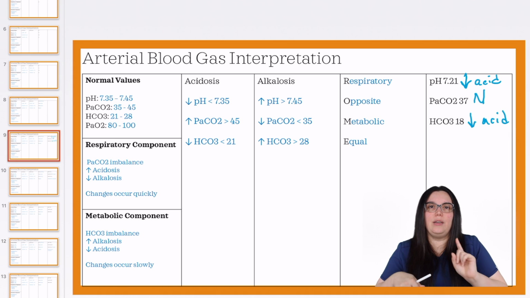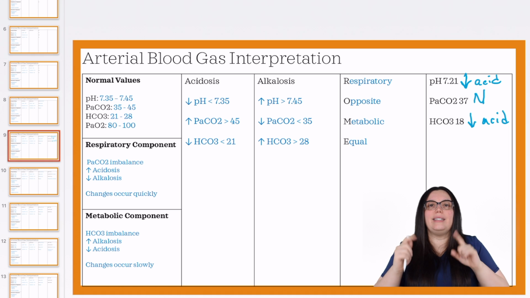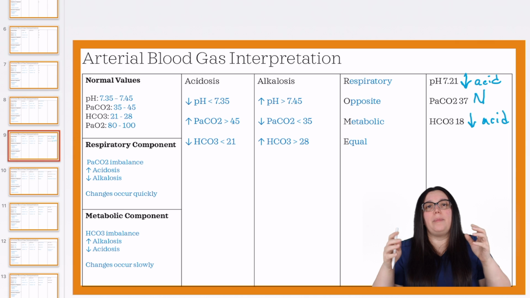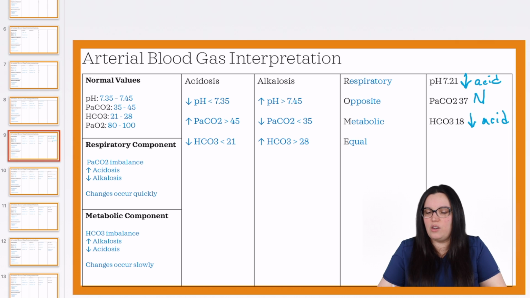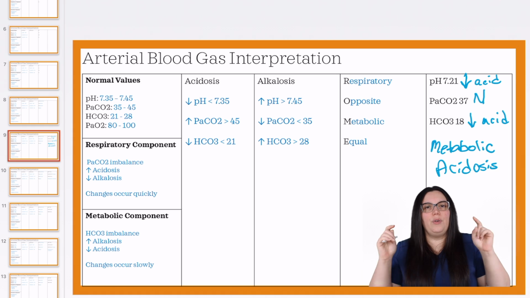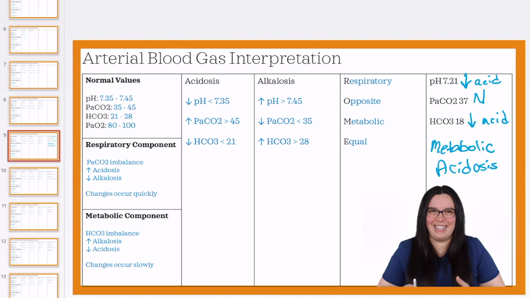So, respiratory opposite, metabolic equal. Do our arrows point in the same direction as our pH and our metabolic component? And they do. They're both pointing down, meaning that they're both acidic. So we know that this is a metabolic acidosis. So metabolic equal, they're both pointing down, they're both acidic, so we know that it is a metabolic acidosis.